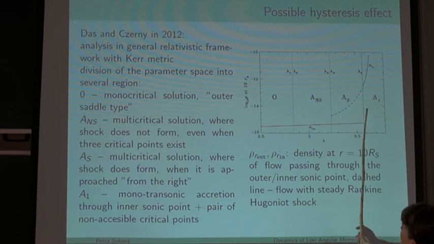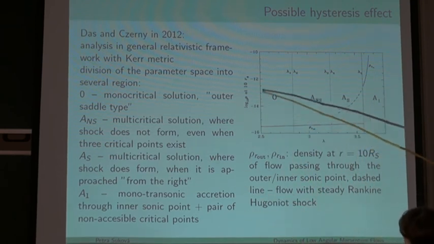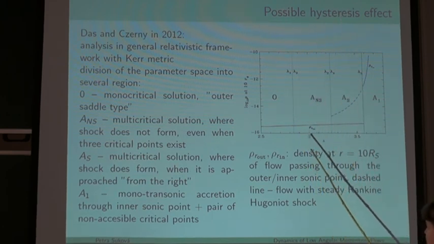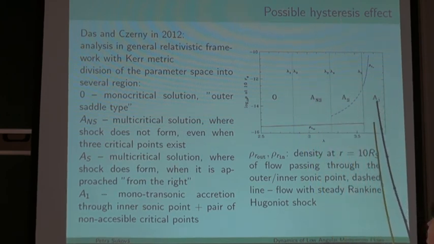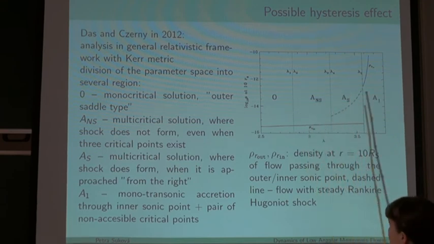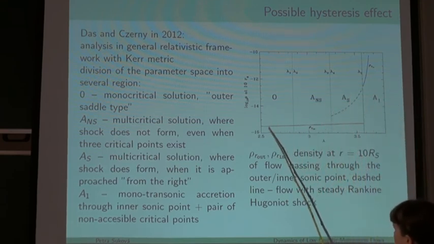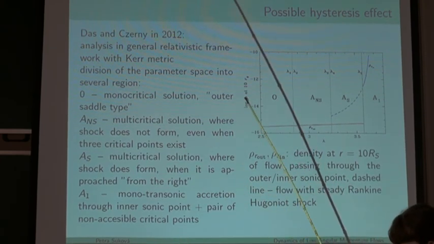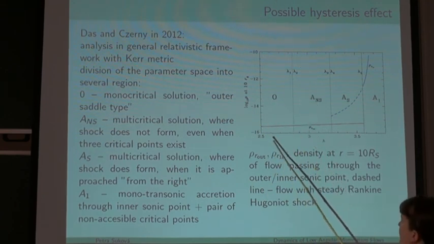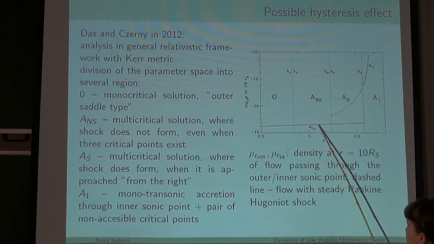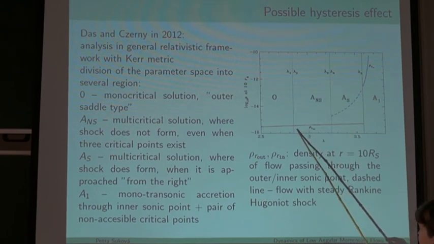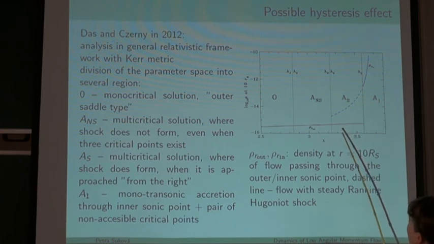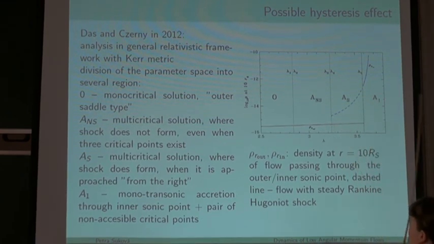And now, on this graph, we have a logarithm of density measured at 10 Schwarzschild radii for these types of solution. And we can see that if we are on this lower branch, which means that the accretion is going through the outer sonic point, and we slowly increase the angular momentum, then the density will remain low, and the shock will not form here.